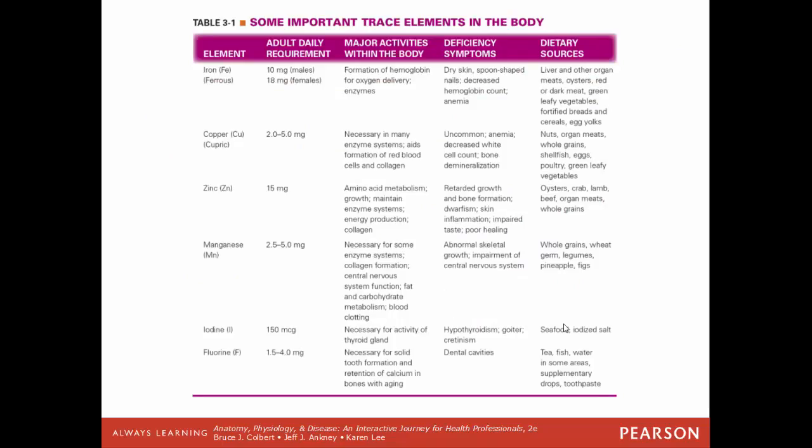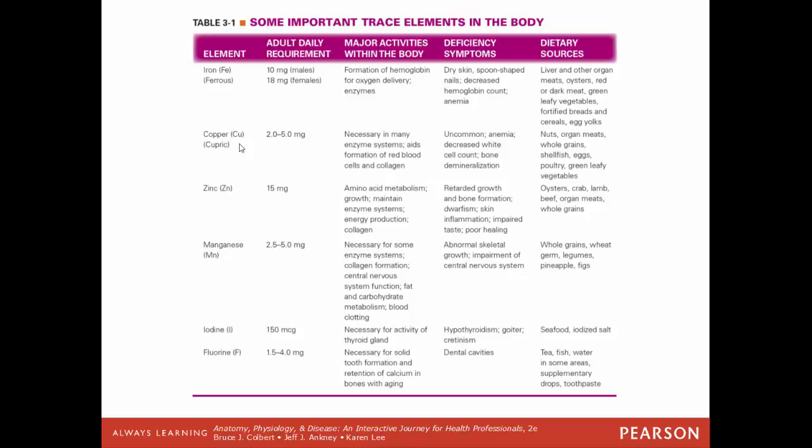Right, here are some common elements that are required in your daily diet. Iron, symbol Fe, because of its Latin name ferrous, and how much your daily requirement should be, and its role within the body. And also what happens if you get too little of each individual element. So you have iron here, you have copper, abbreviated by the symbol Cu for copper.